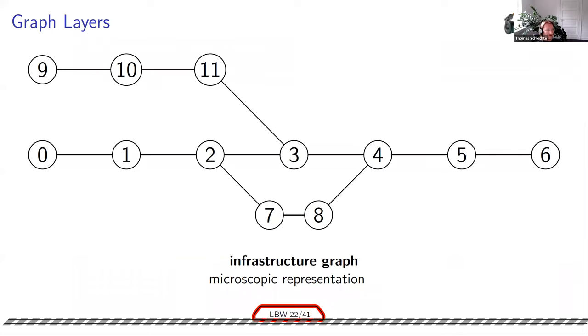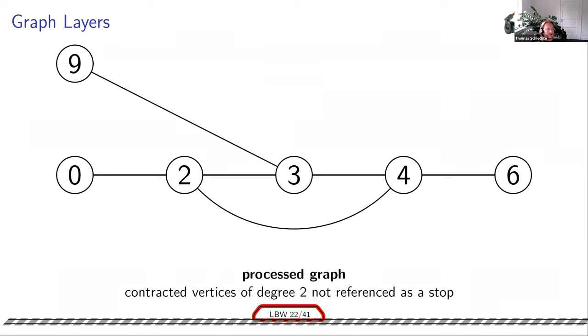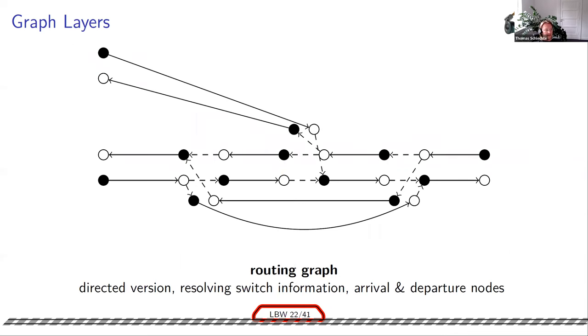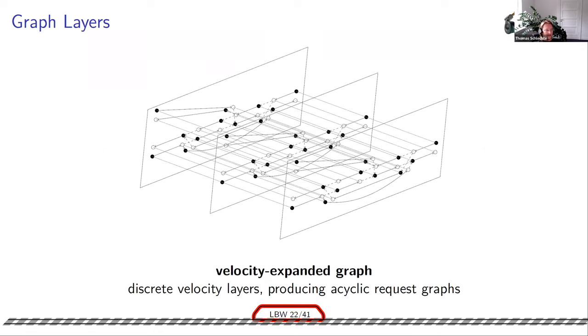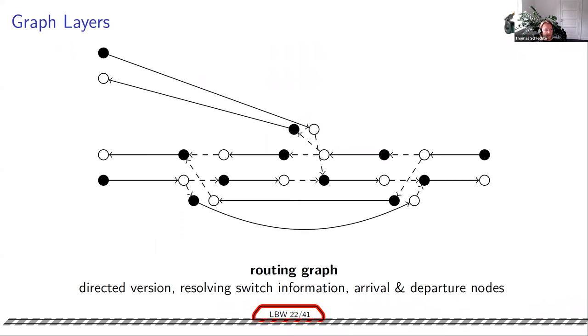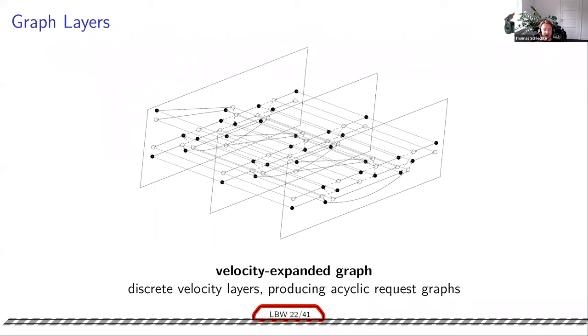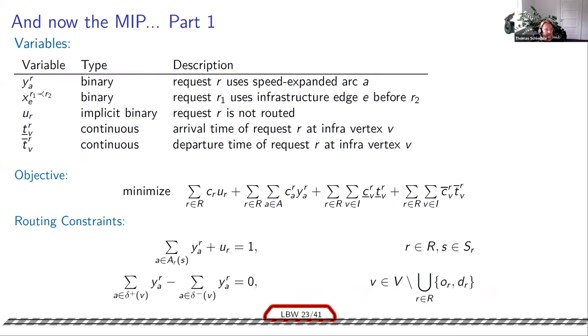So now coming back to the model. Basically the graph layer is a microscopic representation of the infrastructure network. This will be processed so that nodes of degree two will be ignored, so only where things really happen are considered. Then this layer is also expanded to have the complete switching information so that you are not running in wrong directions. And the final layer is then to spin this graph up with the velocity layers, for instance here with three different velocities. And this is then the basic construction where we build up the mathematical model.